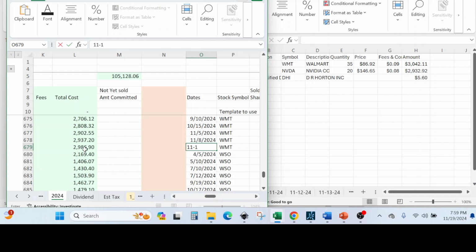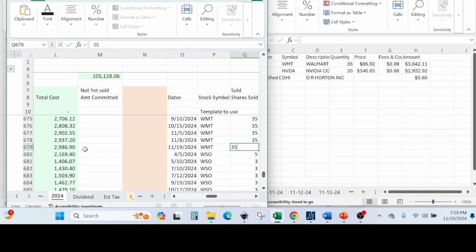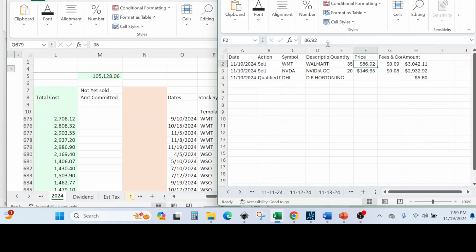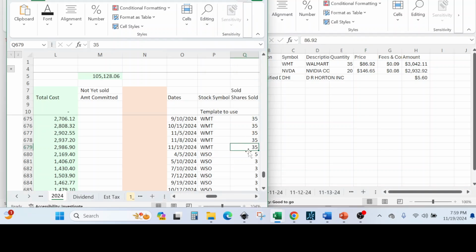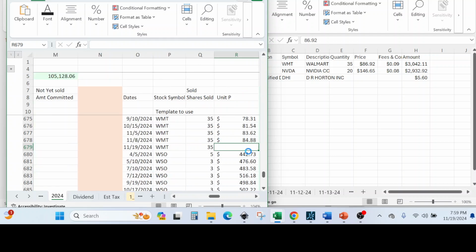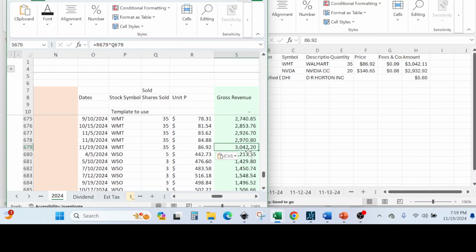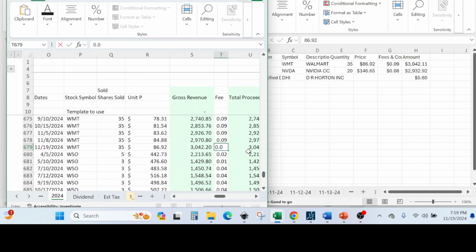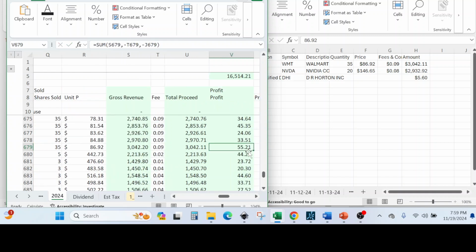So the 19th, 2024, it was sold, and the number of shares sold is 35, and the price per share is 86.92. I like to copy that because sometimes it can be more than 2 decimals, so that I can capture the full amount. The fee is 0.09, and the profit is $55.21. So the next one is NVDA.